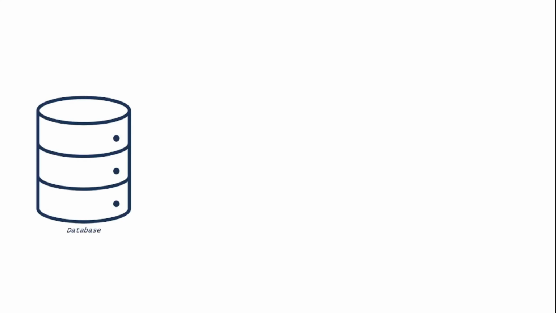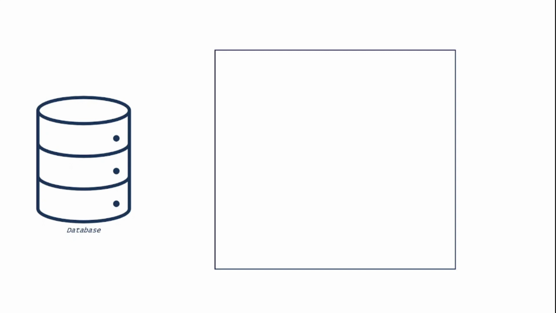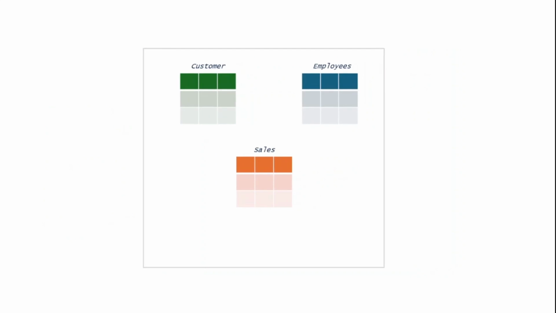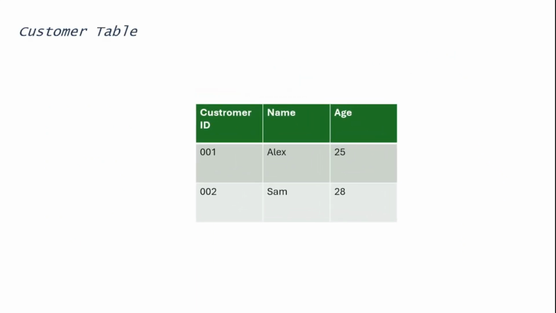Today, we use something called a database. Think of it like a super organized digital filing cabinet, but instead of paper, it holds information in the form of tables. Each table holds a specific type of data. For example, you might have a table for customers, another for sales, or one for employees. Each table organizes data using rows and columns, just like a spreadsheet. Each row represents a single record like one customer or one sales transaction, and each column holds a specific type of information, for example, a customer's name or age.